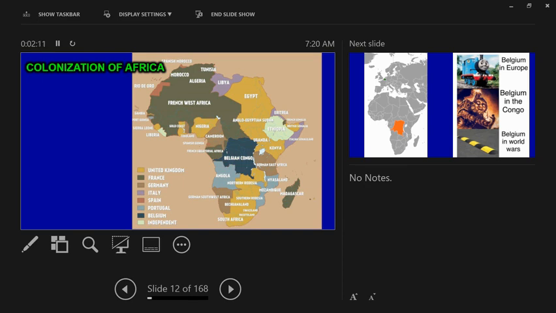The yellow areas, that is England, the United Kingdom. The green areas are France. The brown areas are Germany. The purple areas are Italian. The brick red areas are Spain. The light blue areas are Portugal. The dark blue area is Belgium. And then there is Ethiopia right there, the only independent state at this time.